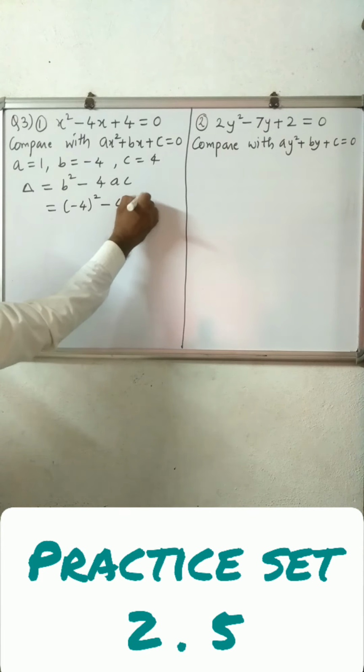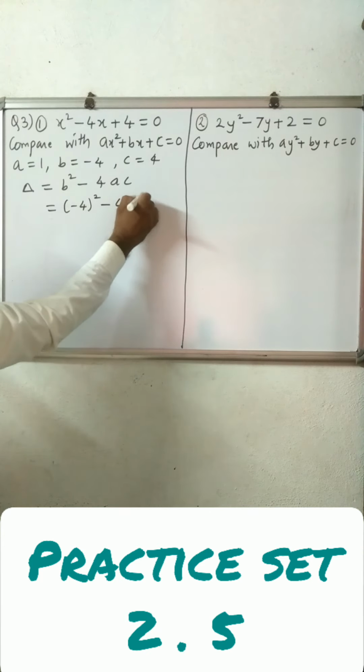Now second, 2y square minus 7y plus 2 equal to 0. Compare with ay square plus by plus c equal to 0. The value of a is equal to 2, b is equal to minus 7 and c is equal to 2.